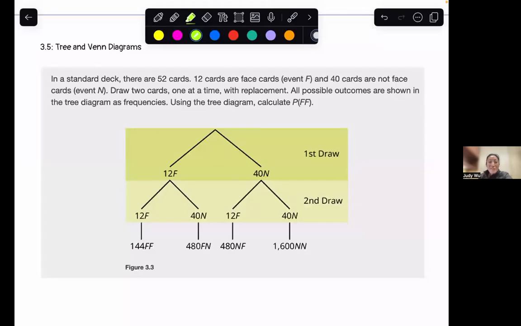Hi, folks. In this video, we're going to take a look at two different examples on how to do probability with a tree diagram. Okay, and so we're going to take a look at this first example.